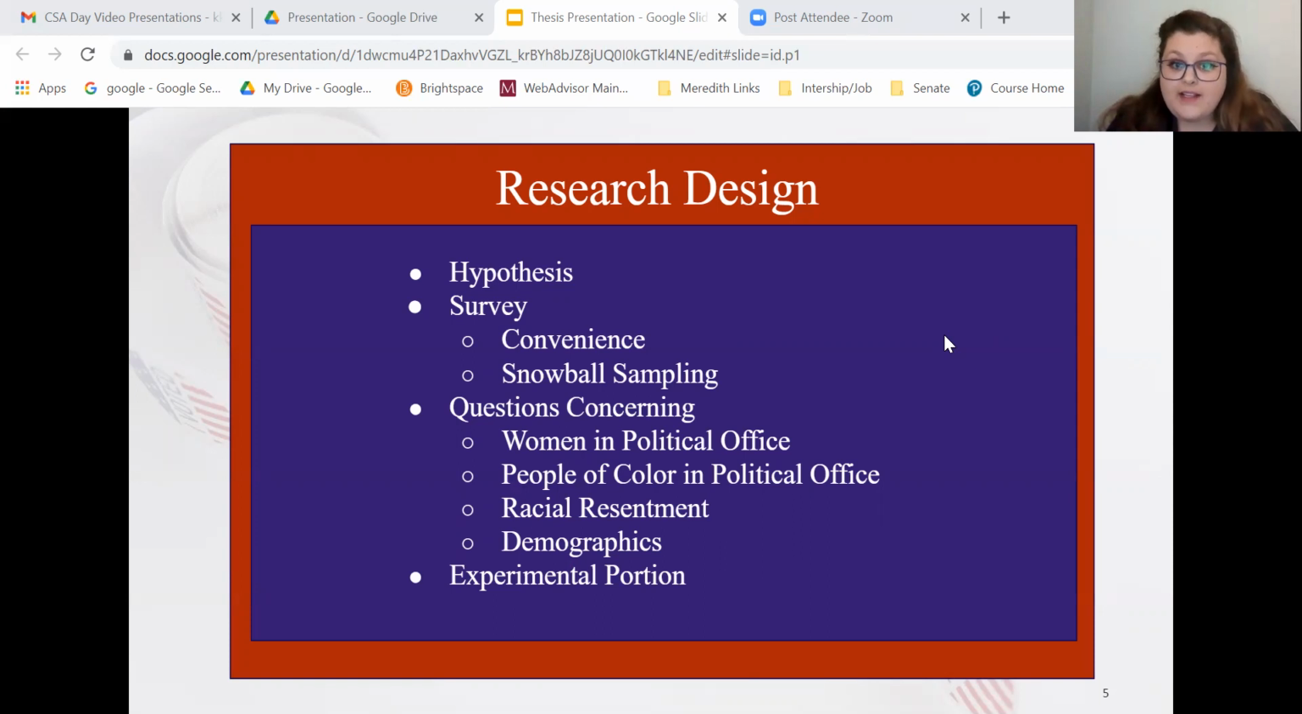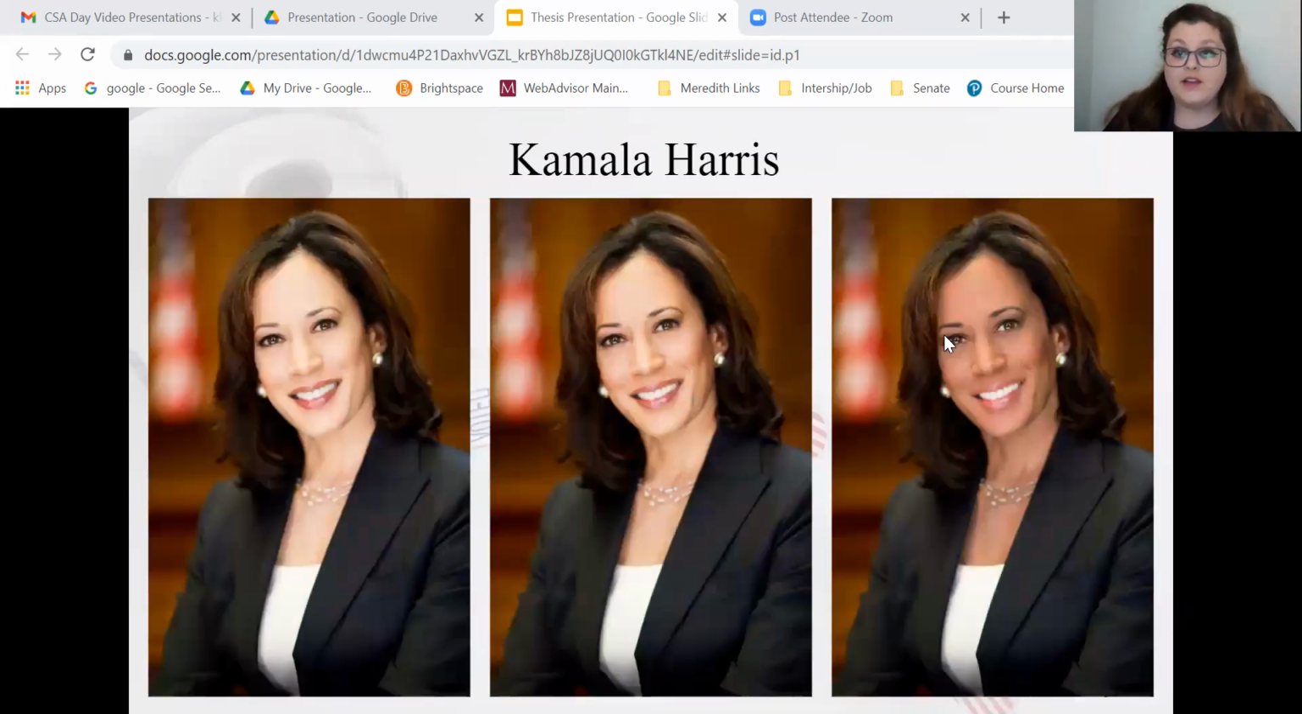The respondents were asked 3 questions. Which of the following is the unaltered photo of the candidate? Based on the photos, please rate how likely you are to vote for the candidate. And please rank these photos in order of most electable to least electable. Now, these are the images that I used.